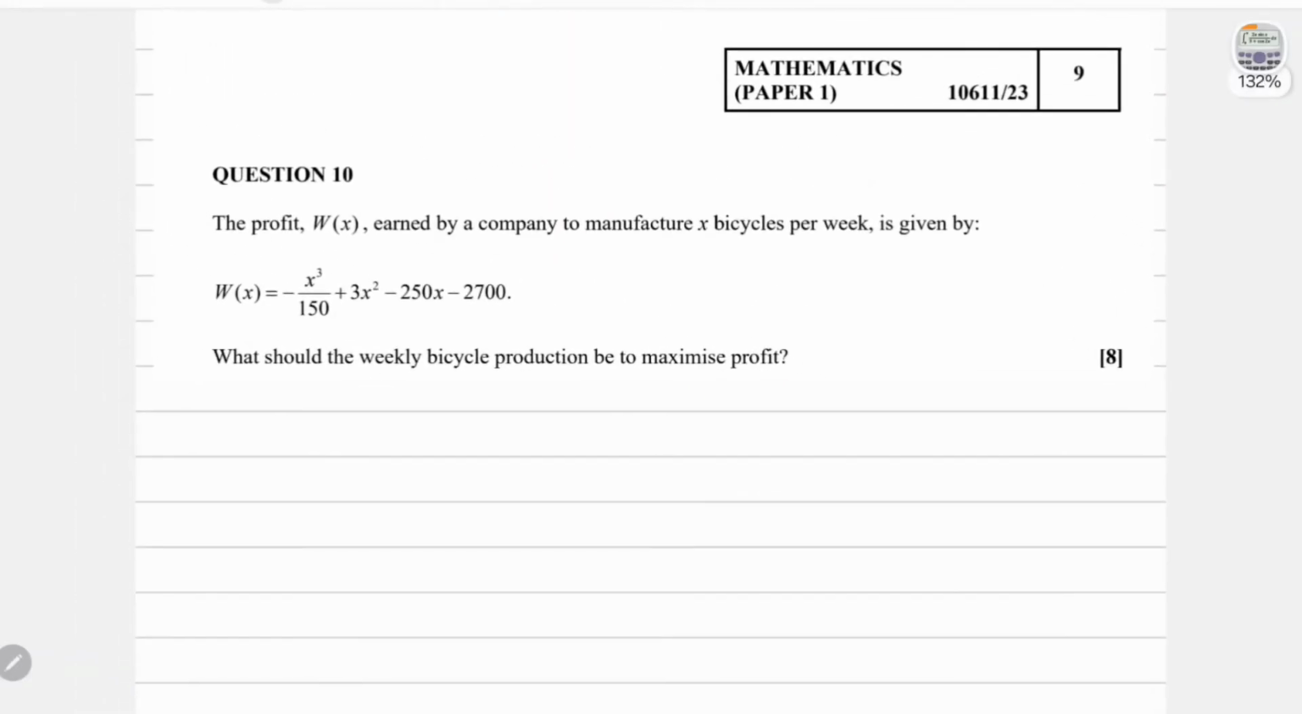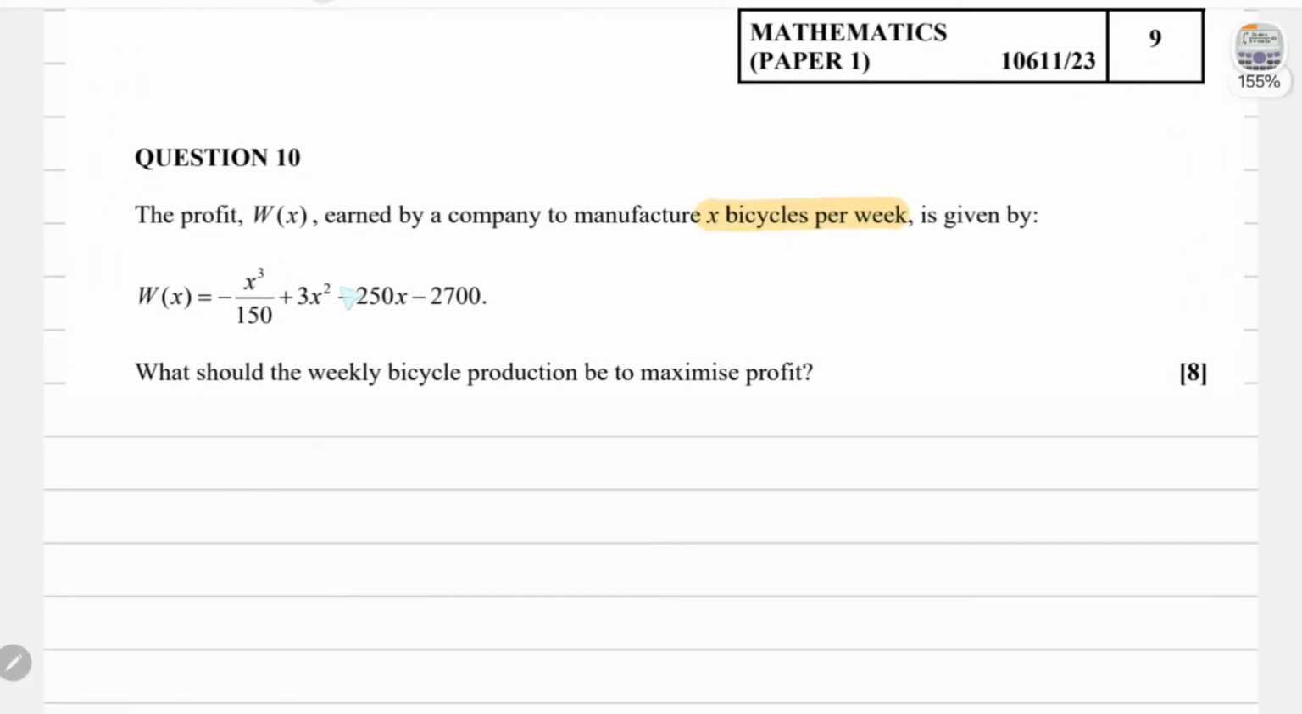Question 10 says the profit, which is W of X, earned by a company to manufacture X bicycles per week is given by this equation. This is the profit that they're going to earn to manufacture a specific amount of bicycles. So depending on the amount of bicycles they make, they will earn a specific amount of profit. That's really what's going on here. So X is the amount of bicycles and W of X is the profit.